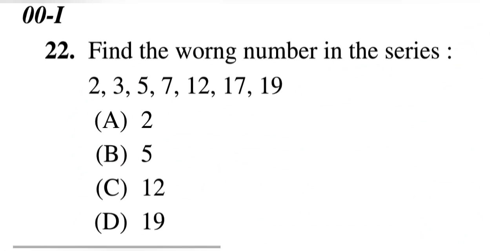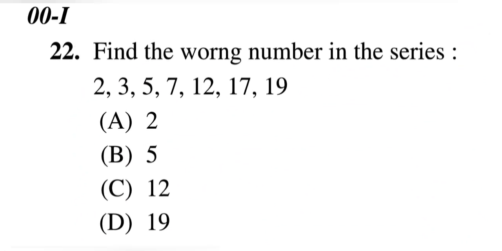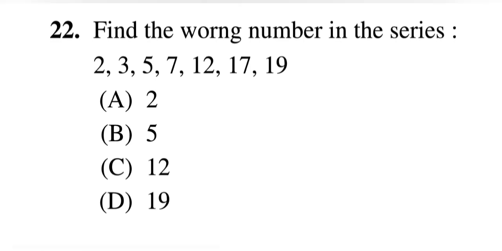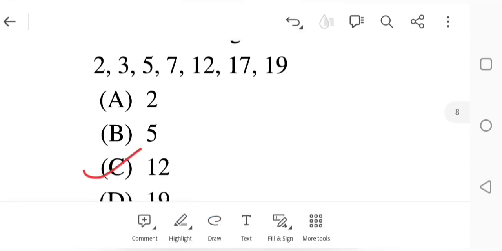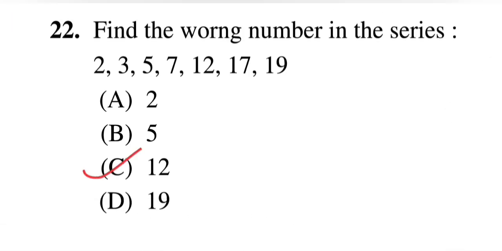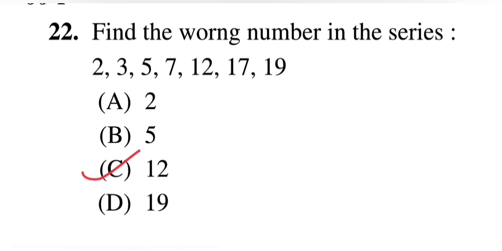So here we have a little mathematical sum. It says find the wrong number in the series. These kind of questions will be asked. Therefore you have to do some numerical questions also. 2, 3, 5, 7, 12, 17, 19. Here the question is asking to find the wrong number in the series. So there is a wrong number in this line. We have to find out that. Correct answer will be C. 12 will not be the correct answer, meaning this is the wrong number in the series. Got it? How it is 12, that you have to find out through your numerical ability skill.